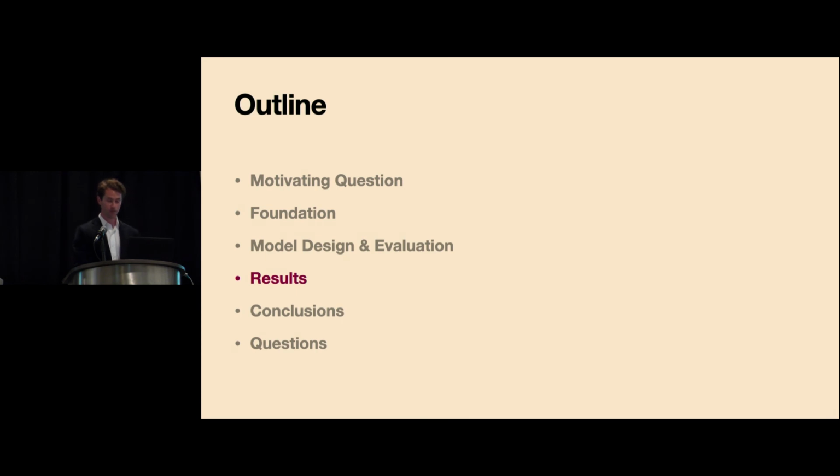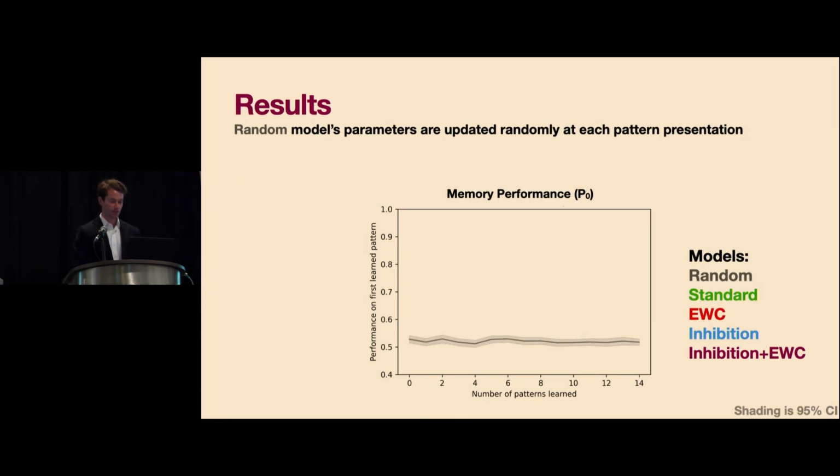With that, we can move on to the results. Kicking things off with the memory performance test, in addition to the model with inhibition, we tested a number of controls. For instance, in gray here, we have a random model, which is architecturally identical to the model with inhibition. However, following each pattern presentation, its parameters are updated randomly. As such, it constitutes a performance floor for this test.